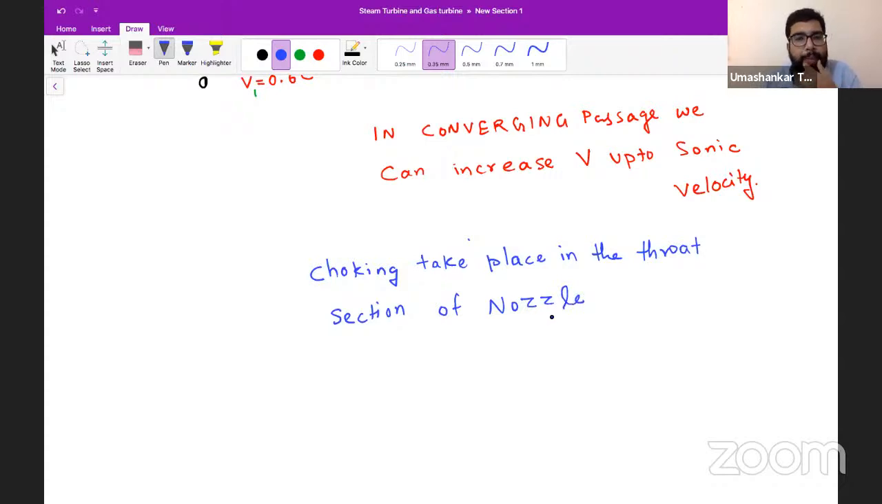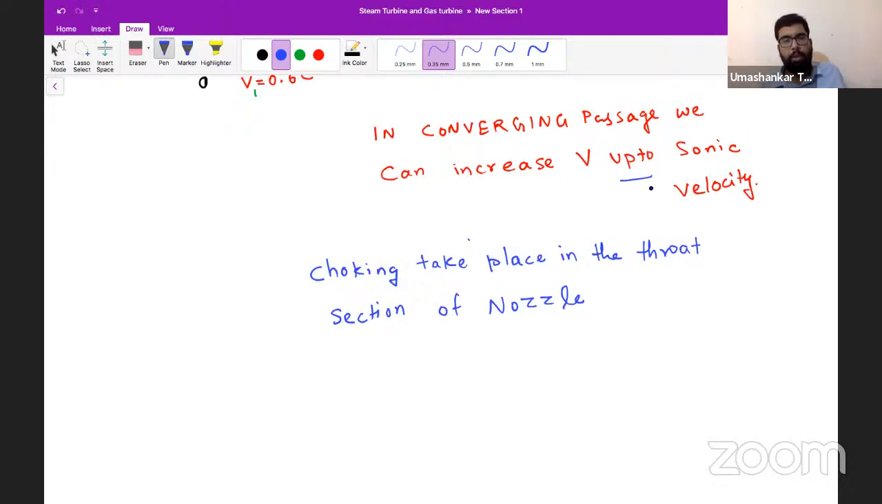It is not necessary that choking is taking place every time, because as I said, it is not every time necessary to increase the velocity to sonic velocity. We can have the exit velocity equal to 0.9 of sonic velocity as well. So if the exit velocity is equal to 0.9 of sonic velocity, will the choking happen? No, it won't happen. It will only happen when you desire to increase the velocity in the nozzle to the sonic velocity.